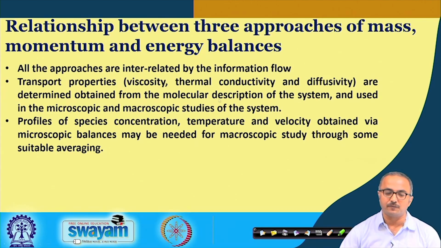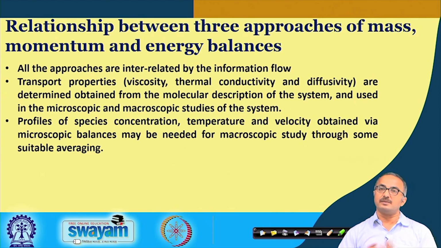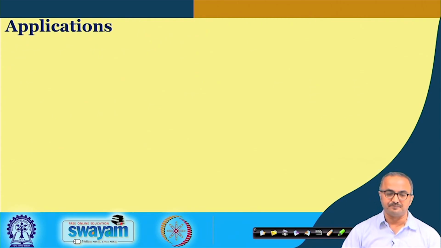And then these profiles of the specific concentration, temperature and velocity obtained via the microscopic balance may be needed for the macroscopic study, in the sense that whatever profiles we get for the temperature, velocity or species concentration may again be integrated over the whole system to get some kind of average values, and these average values may again be used in the macroscopic balances. So, we see that all these three approaches are interrelated and information flows from one approach to the other.